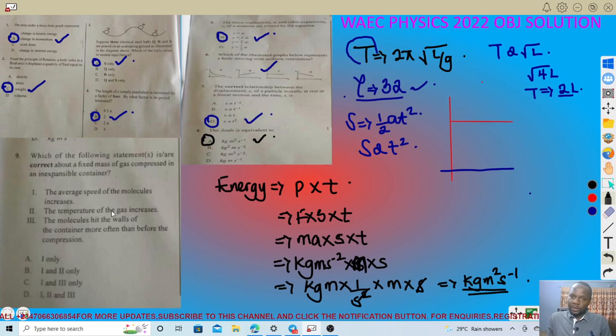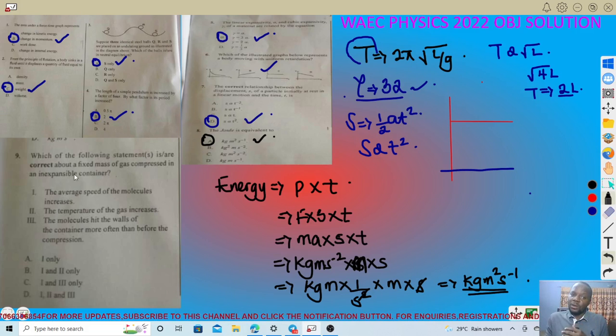Working is also important sometimes, and I'll be doing that sometimes, not assuming that you all know the answers. Now, which of the following statements is or are correct about a fixed mass of gas that is compressed in an inexpansible container? I think this also comes up in your chemistry questions. I did something like this. When gas is compressed, we talked about that the speed of the molecules is increased. Maxwell equation. You can watch my constant video on all this. These are simple things. So this is physics.